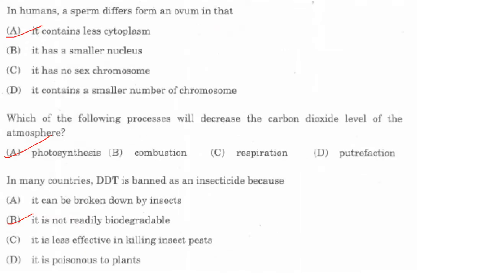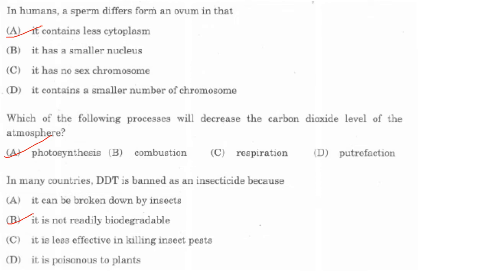Then in humans, a sperm differs from an ovum in that it contains less cytoplasm. Answer is option A. Which of the following processes will decrease the carbon dioxide level of the atmosphere? Photosynthesis will decrease the carbon dioxide level. That is why they keep telling that we have to plant more trees. One reason is that.